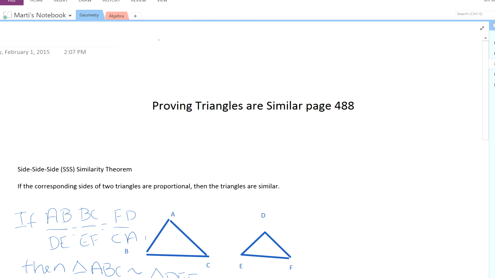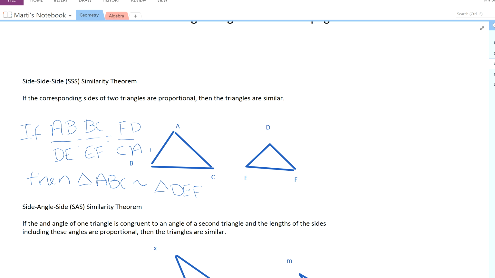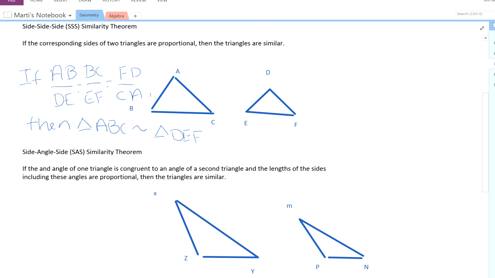Second one is your SAS similarity theorem. See, I did it just now. Alright, so the side-angle-side says, oh, I have a typo there. Let me delete something real here. There we go. Right there in front of you. Okay, so if an angle of one triangle is congruent to the angle of the second triangle, and the lengths of the sides including those angles are proportional, then the triangles are similar.